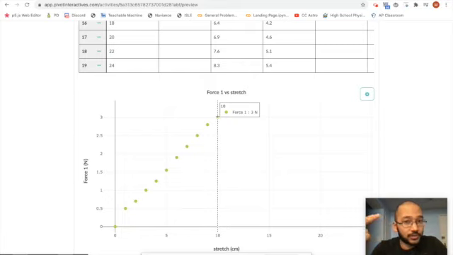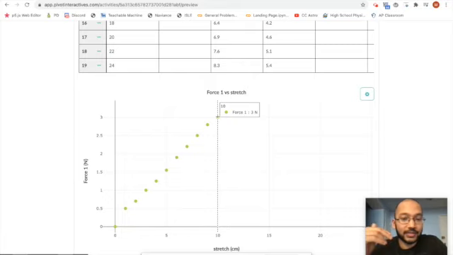Can you pause the video and try to interpret what that 0.3 represents? What would a larger slope of, let's say, 10 newtons for every centimeter mean? Pause the video, think it through, and we'll talk about it. Hopefully you thought about it.